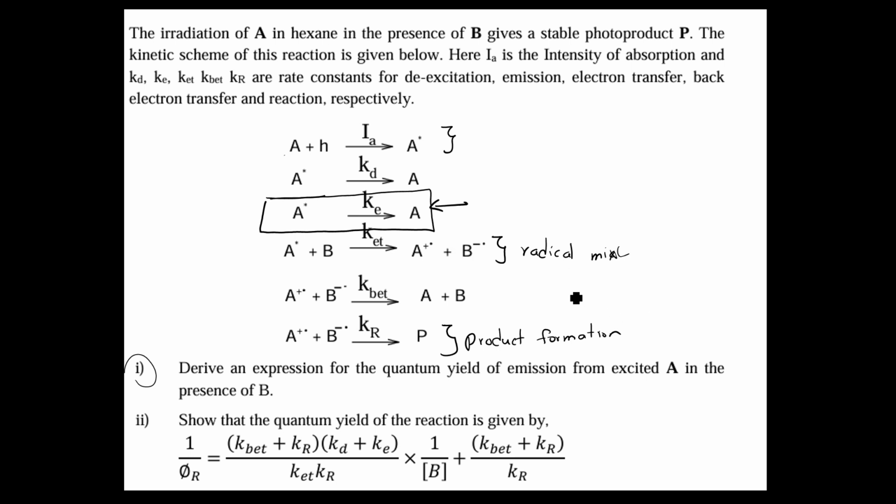Now we are going to apply our known quantum yield knowledge. We are going to ask for the quantum yield. In this case, you have the specific rate, which is the rate of emission of excited A, over the other one, the rate of excitation.